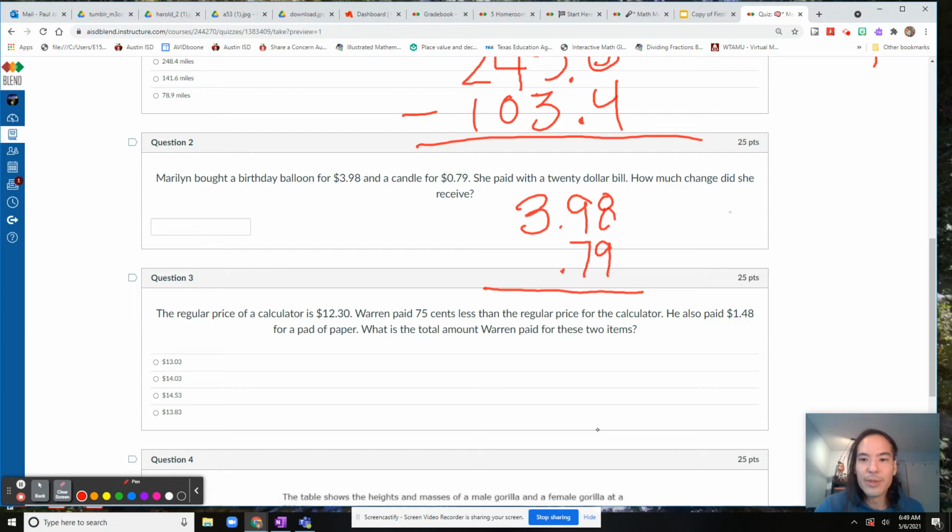You're going to take the total of that and subtract it from 20. So take your 20 and subtract whatever this number was. All right. So for question 2, you're going to add those two things. Birthday balloon, add that to the candle. And then whatever the sum of those two things that she bought were, subtracted from how much money she gave the person. So 20 minus the sum of this part.